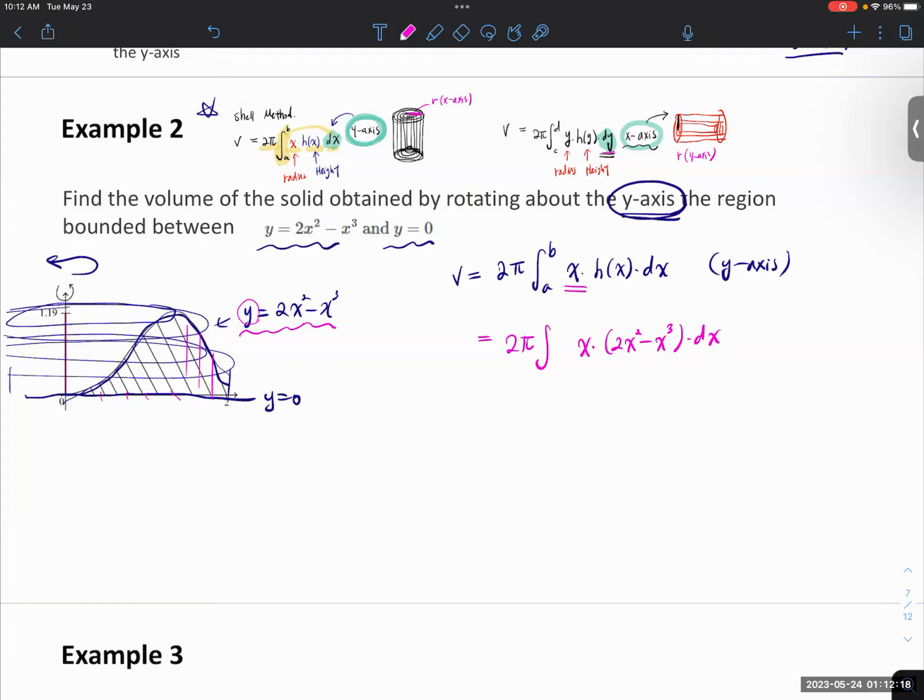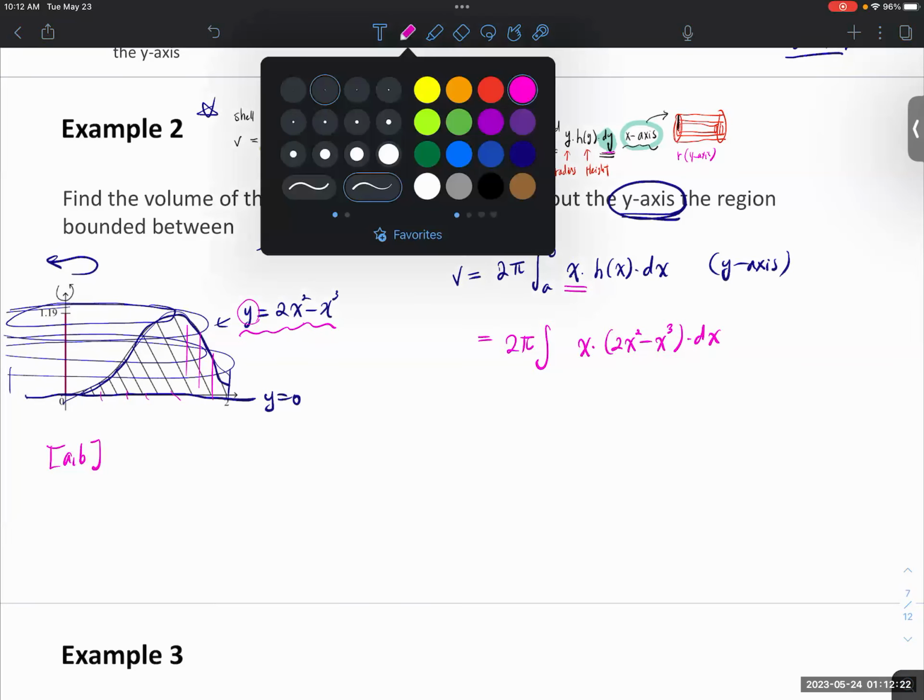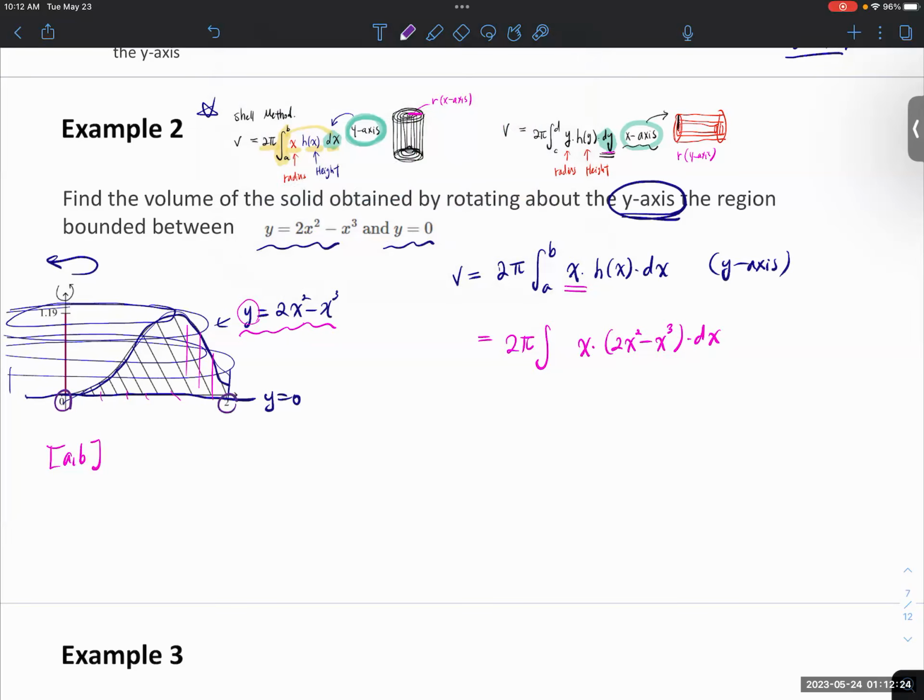So we're going to find out the a and b. Actually, in the image we know from 0 to 2, but let's calculate it. We're going to say those two functions are equal. So let's say this is the f function and this is the g function. We're going to find out a and b where f and g are equal to each other.